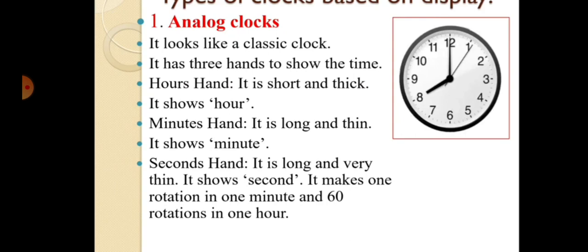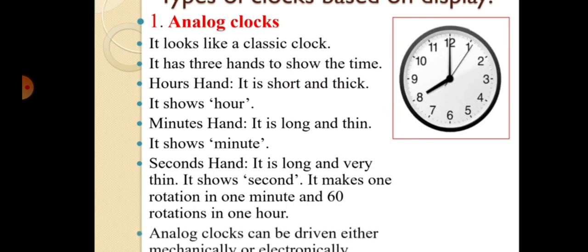Have you understood about an analog clock? It's a classical look having three hands. Analog clocks can be driven either mechanically or electrically. Mechanically means the spring you have to wind up and use. Electrically you can use a battery.